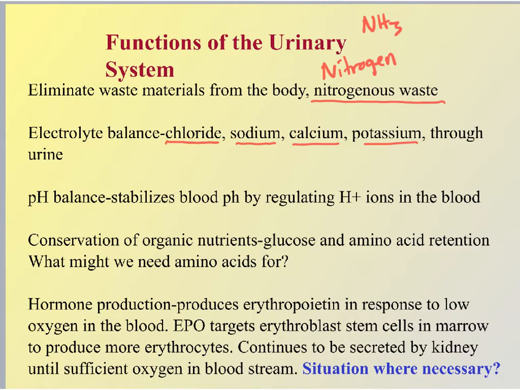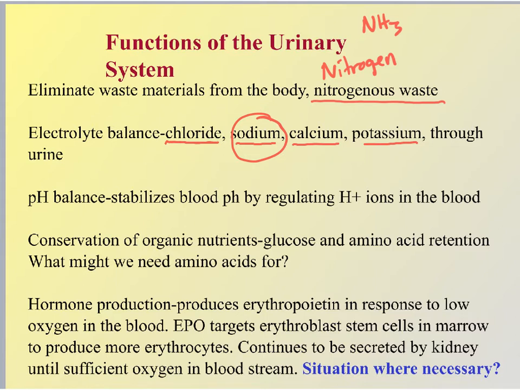So for instance, if there's too much sodium building up in the blood, the urinary system will ensure that some of that excess sodium gets released as urine. The same would be true for potassium or calcium, and so on.